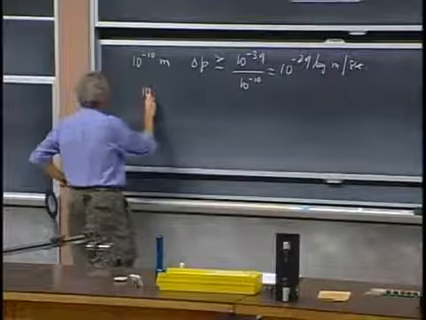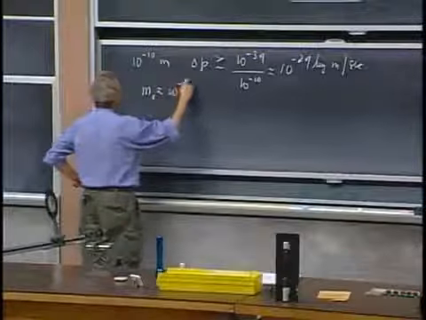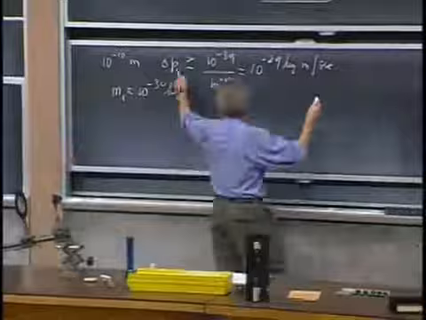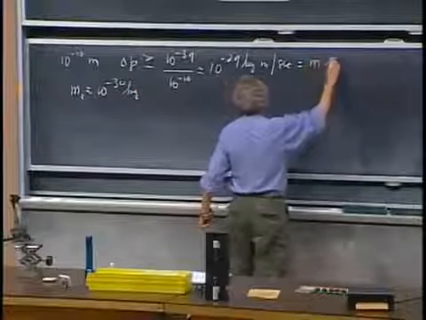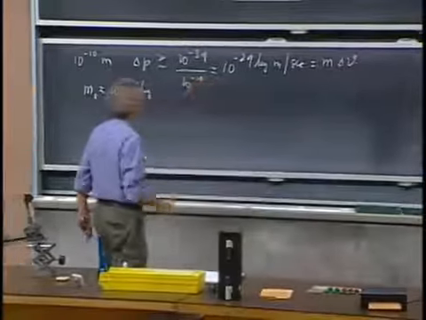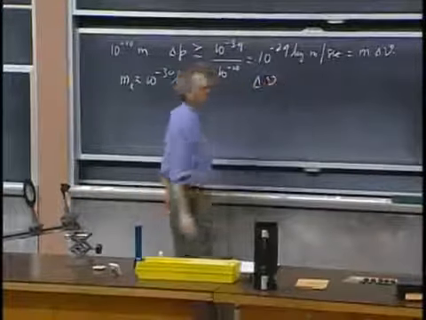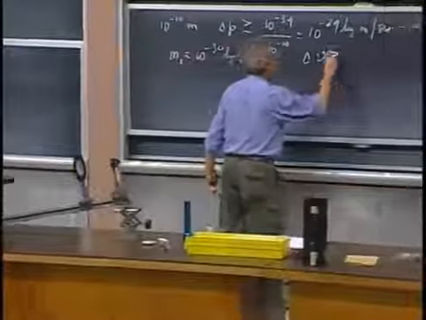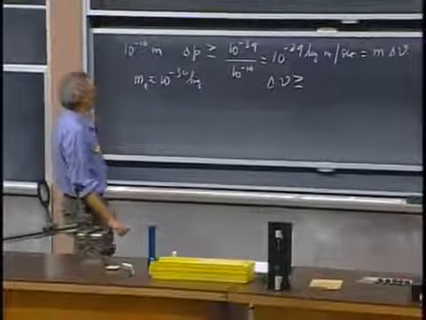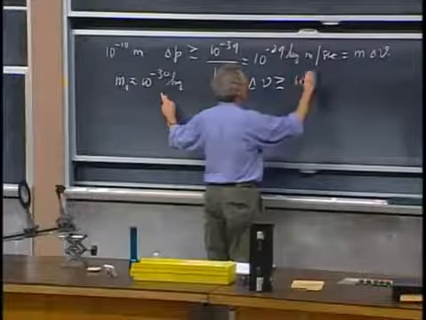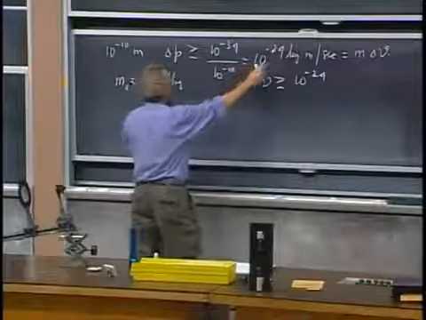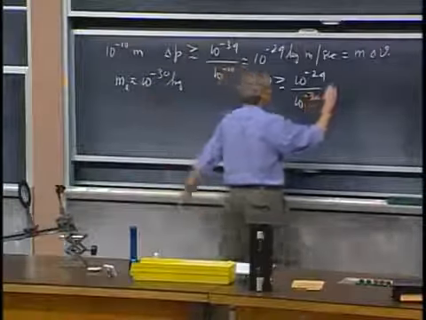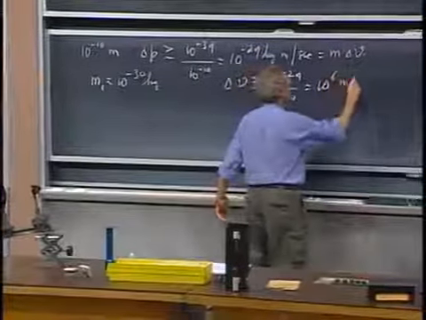What is the mass of an electron? That's about 10 to the minus 30 kilograms. So this, delta P, is also m delta V. So it means that delta V, the velocity of the electron, is undetermined, according to Heisenberg's principle, by an amount which is at least 10 to the minus 24, which is this delta P, divided by the mass of the electron, which is 10 to the minus 30. And that is about 10 to the 6 meters per second.